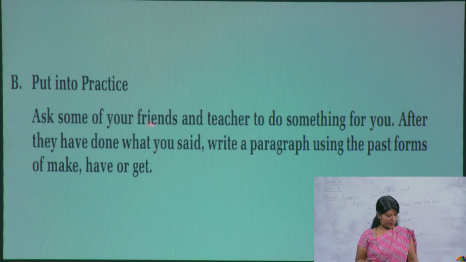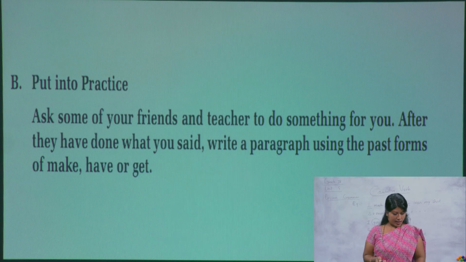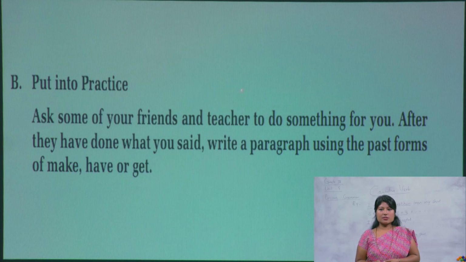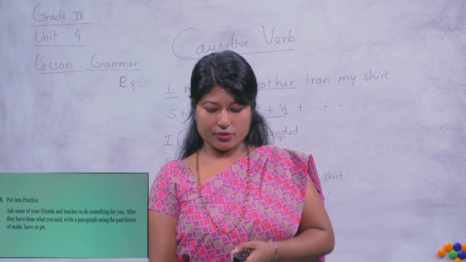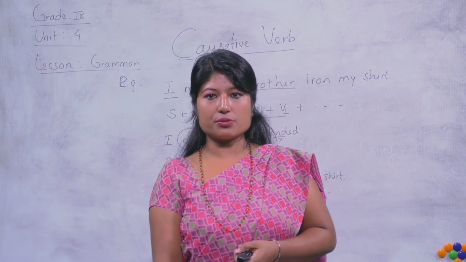Or you can say with the teacher, I have my homework checked. I had my homework checked by a teacher. So you can do that way. So different activities you list out and write it into the paragraph. All right. So this is what you have to do.